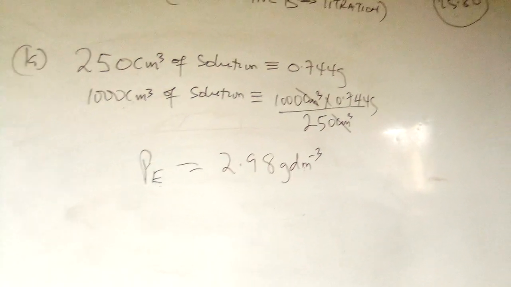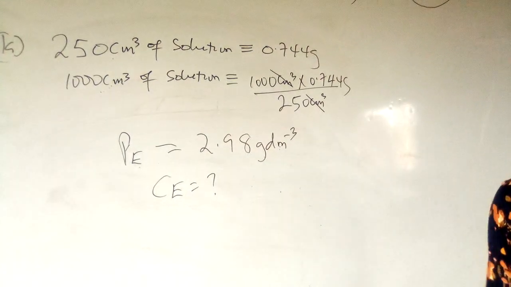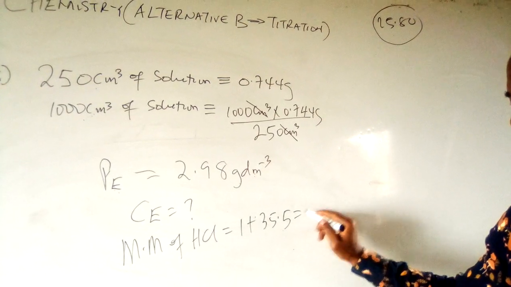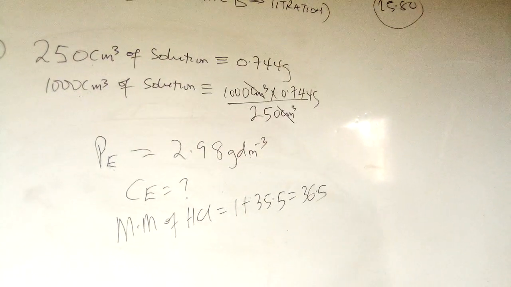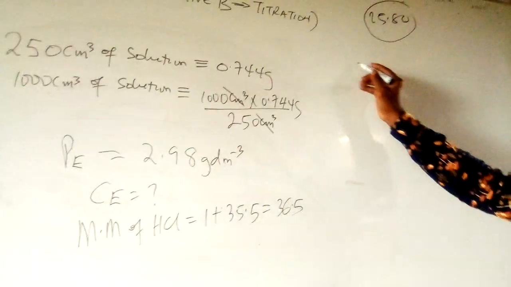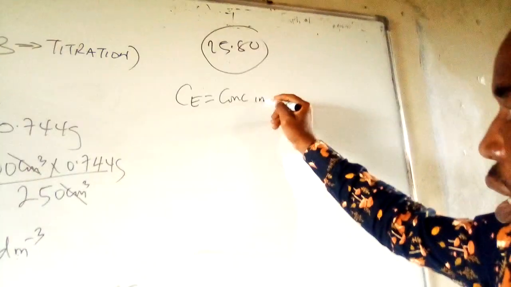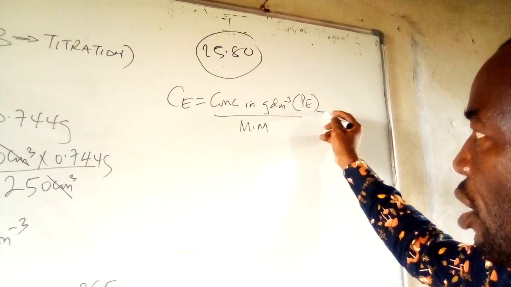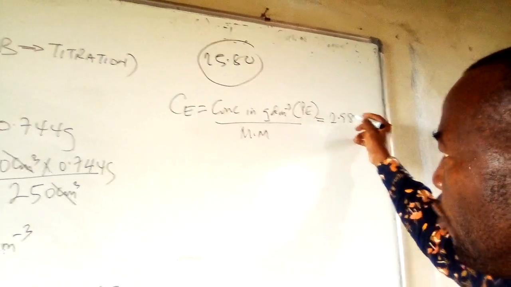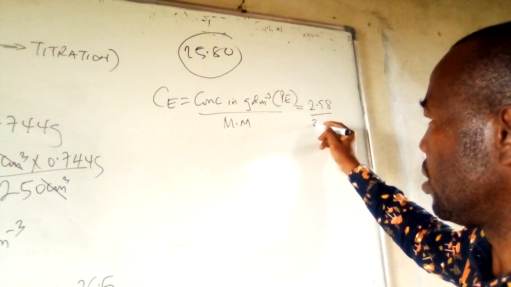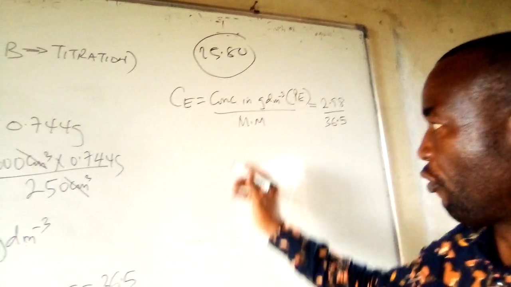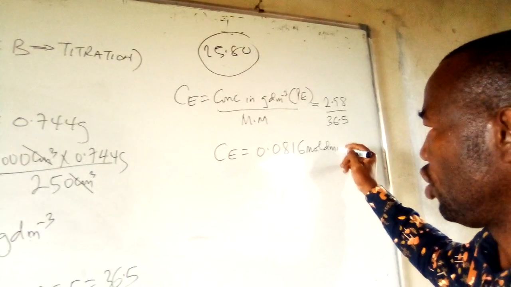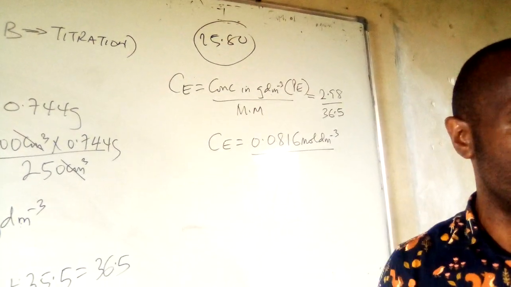Then we're looking for CE. We'll find the molecular mass of HCl first. The molecular mass of the acid is 1 plus 35.5, giving us 36.5. Having done that, we'll now calculate our CE. Concentration in mole per dm³ is given as concentration in gram per dm³, which is rho E, over the molecular mass. The concentration in gram per dm³ is 2.98 from our calculation over there, all over 36.5, which is the molecular mass. So what is the final answer, please? 0.0816 mole per dm³. So this is the concentration in mole per dm³, the answer to question 1A.